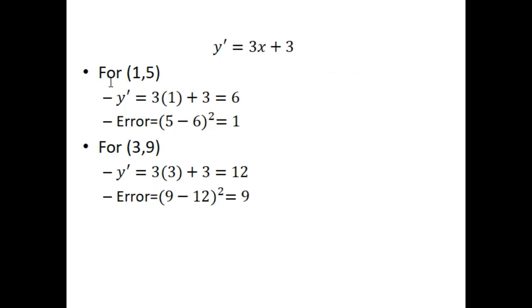So for this data point 1, 5, I will put the value of x over here. So y prime is equal to 6. The error is equal to (5 minus 6) squared, which is equal to 1. So the actual value is 5, but the predicted value is 6. So this is our error value.